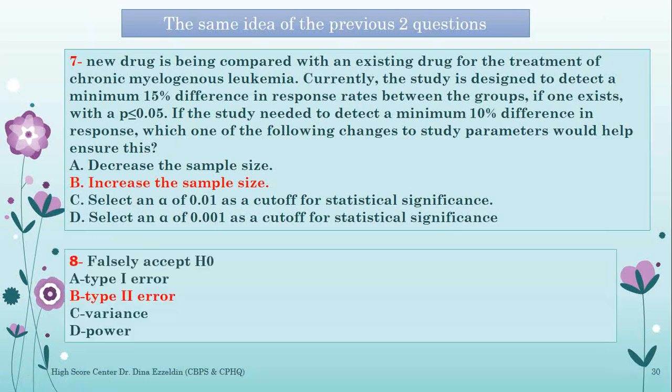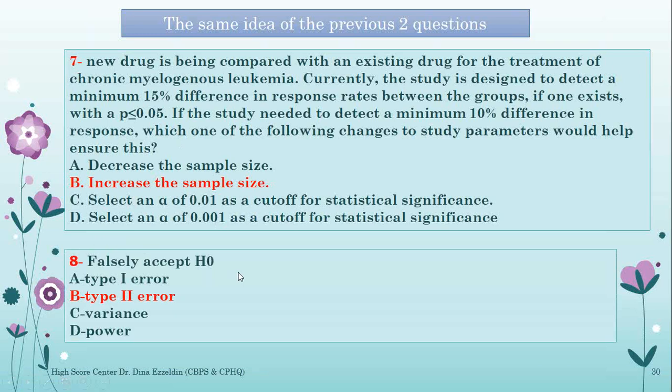Falsely accept null hypothesis. So we should have rejected it, but we accepted it falsely. So we said that there is no difference, but actually there was a difference. So we couldn't see the difference. So it is a blindness theory. So it's type 2 error.